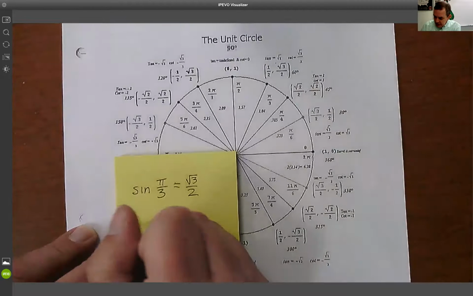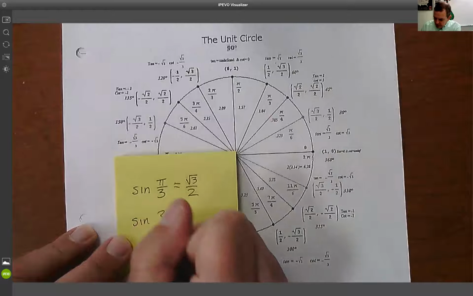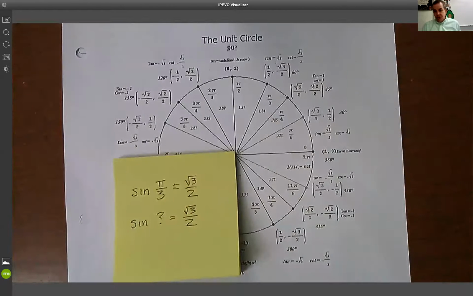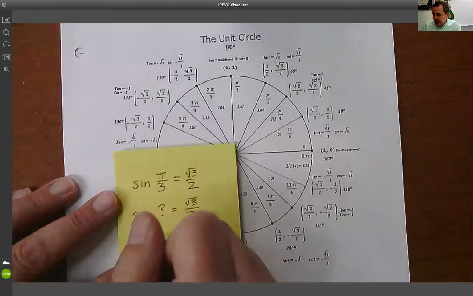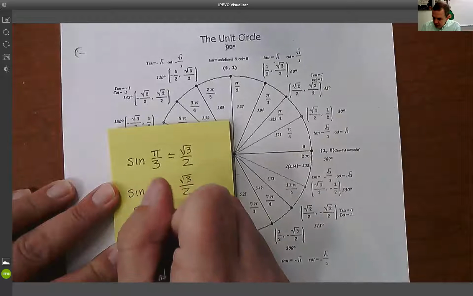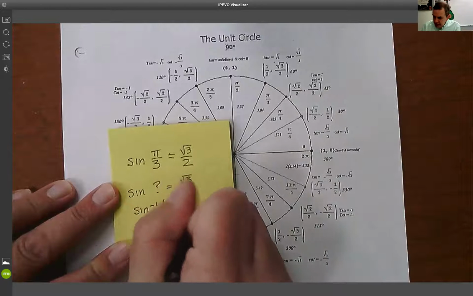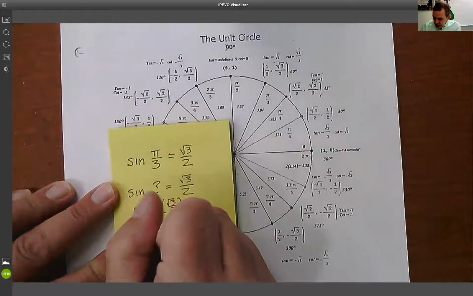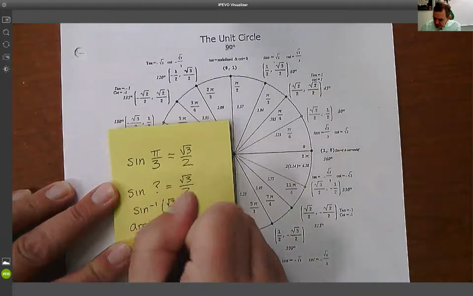I'm going to ask you, sine of what angle equals root 3 over 2? Okay, this is called inverse. And usually you'll see it written one of two ways. You'll see it written like this: sine -1 of root 3 over 2. That's arc sine, and it's also written out as the word arc sine. Both mean the same thing.